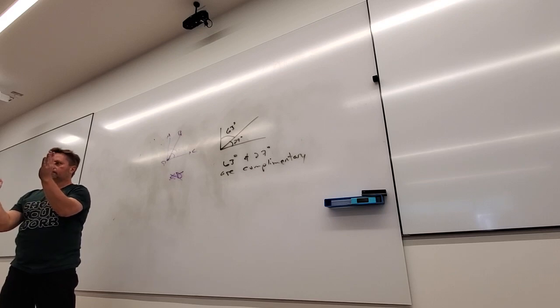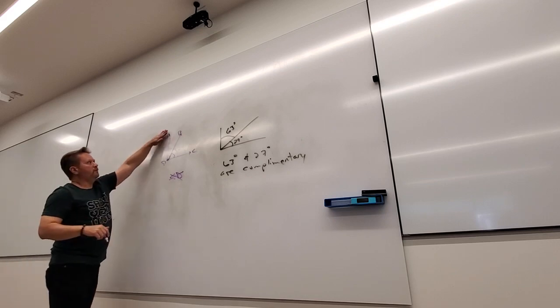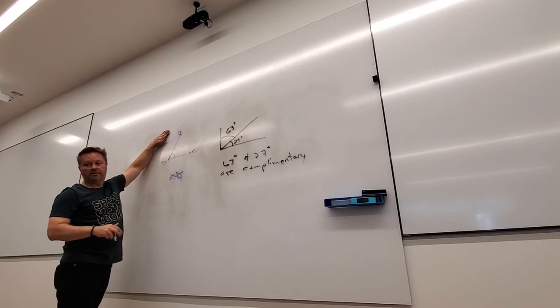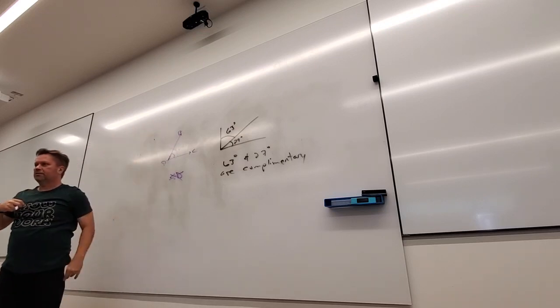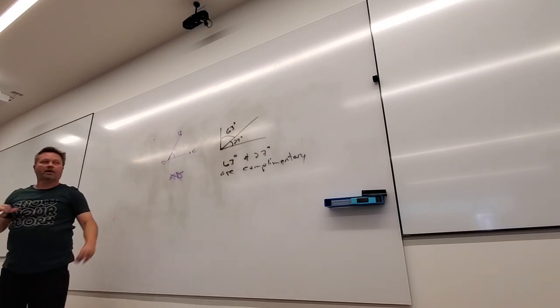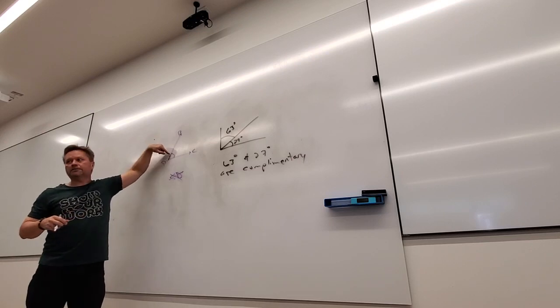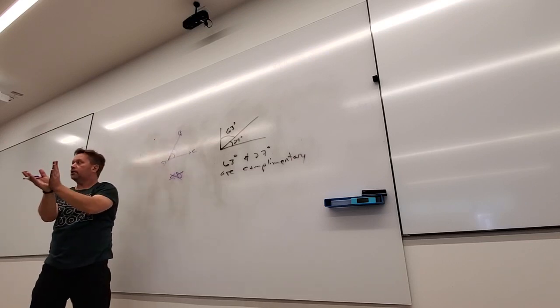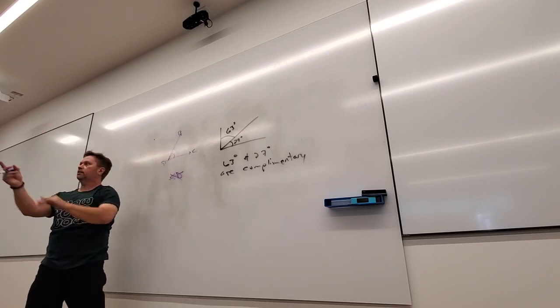What would make it angle D? Oh, if this wasn't there, that is angle D. There's no question, right? Or I could still say BDC, but I could also say angle D, because it's not ambiguous anymore. It's only one angle it could be.